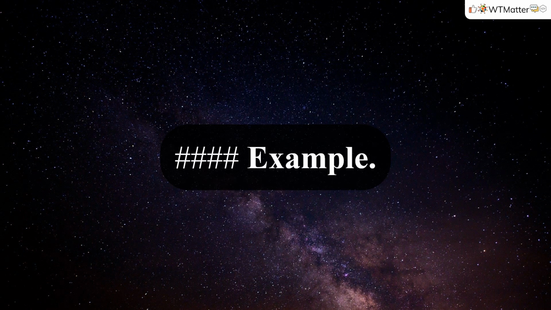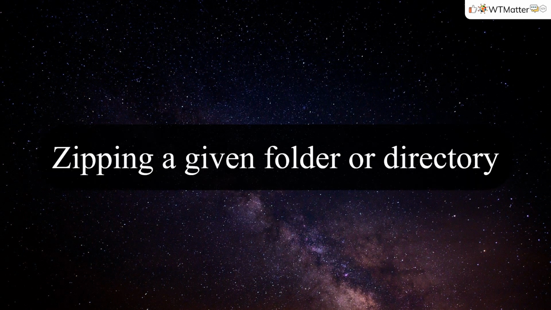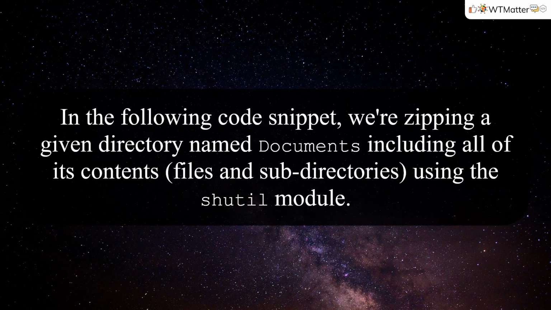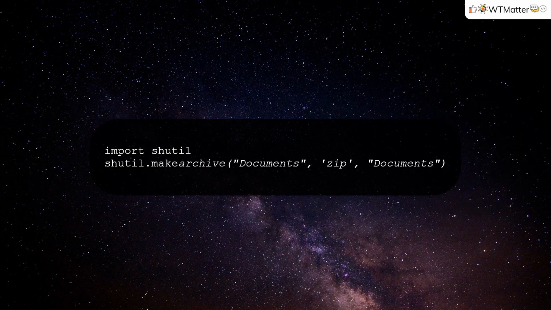Example. Zipping a given folder or directory. In the following code snippet, we're zipping a given directory named documents, including all of its contents, files and subdirectories, using the shutil module. Please observe the code carefully. If required, kindly pause the video for the same.